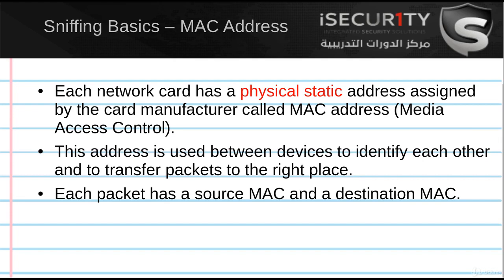The MAC address is used between devices to identify each other and to transfer packets in the right direction. This works by each packet having a source MAC and a destination MAC, and it travels from the source MAC to the destination MAC. Now, because the MAC address is static and never changes, it can be used to trace you back and to identify your device.